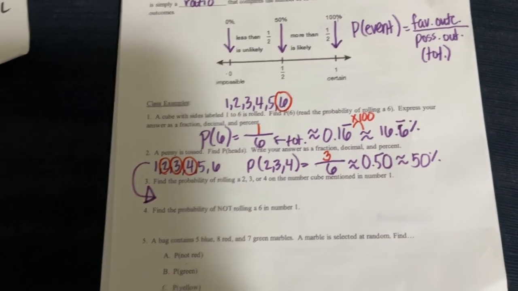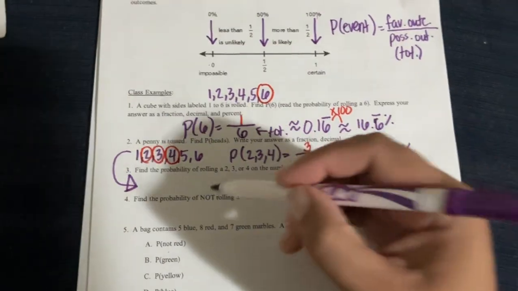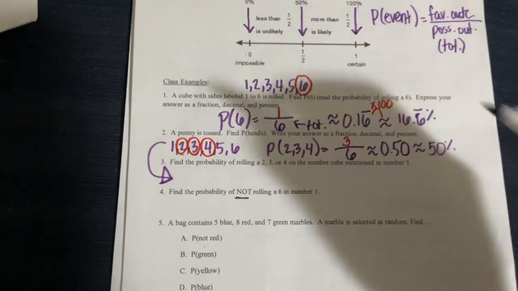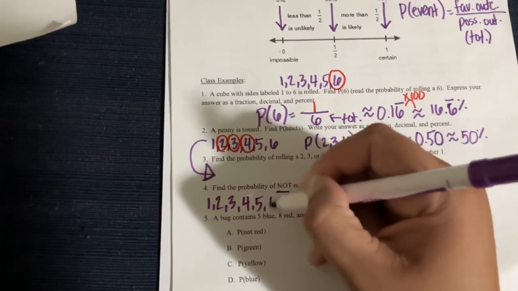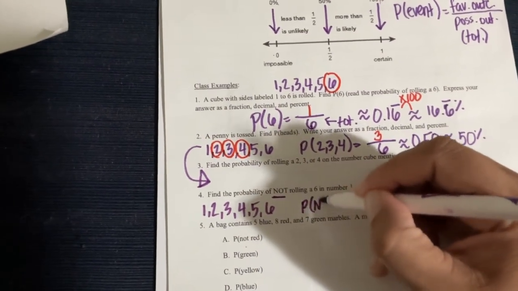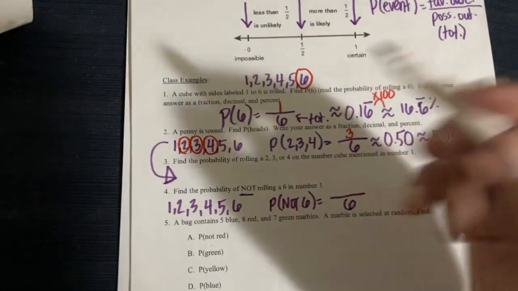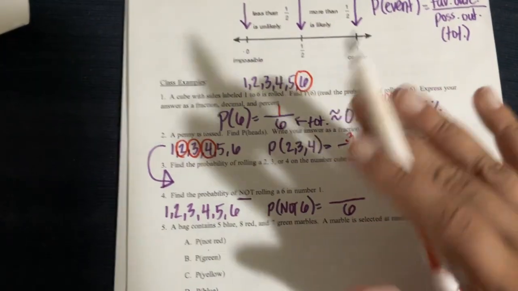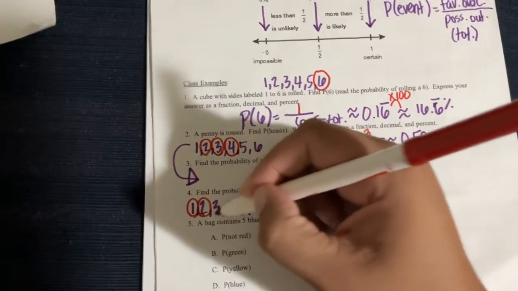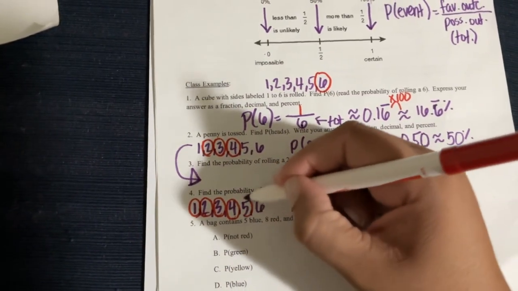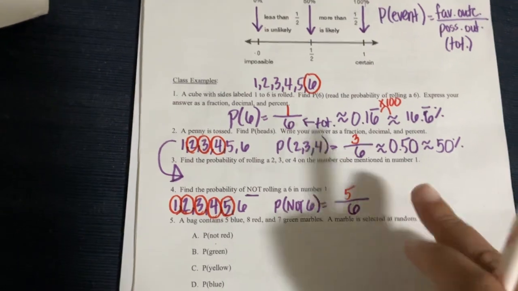Okay, we're going to do number 4. So, find the probability of not rolling a 6 in number 1. So I'm still using these 6 numbers again. Here's my cube. 1, 2, 3, 4, 5, 6. Now, they're saying the probability of not rolling a 6. What that means is, out of my 6 possible outcomes, how many chances will I roll any other number and not 6? So we're only going to circle what is not 6. We can circle 1, 2, 3, 4, and 5. And what that means is the chance of rolling not a 6 is 5 over 6.